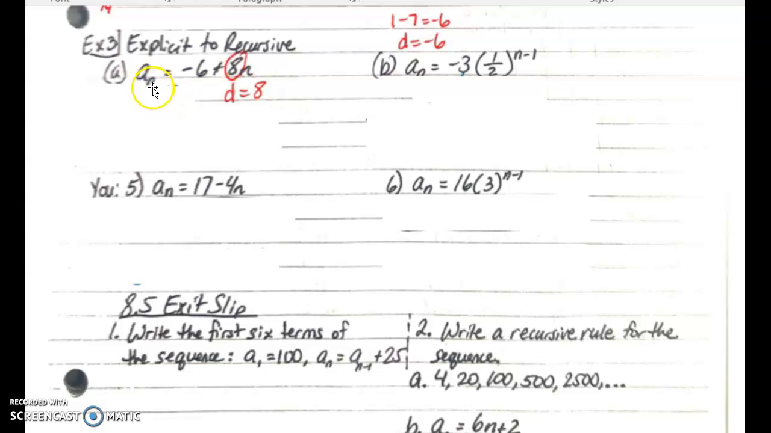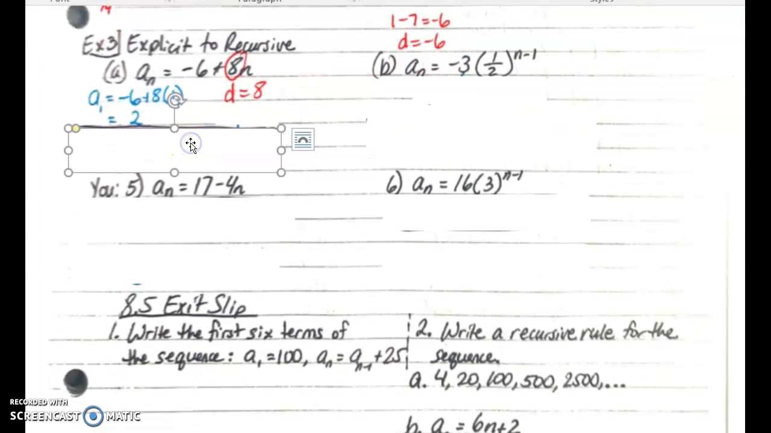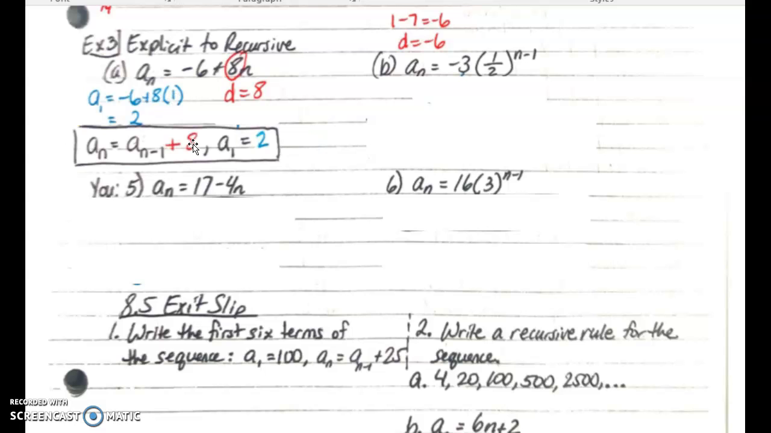We have that. Now, what we don't have here is our first term, our a sub 1, and that's quite easy to find. You just plug in 1 for n and simplify. So if I plug in 1 for n and find a sub 1, I get that -6 plus 8 times 1 is just going to be positive 2, because -6 plus 8 is positive 2. So that means our a sub 1 is equal to 2, our D is equal to 8, and then we take it back to our recursive equation, which is simply that a sub n is equal to a sub n minus 1 plus 8, our D, comma, a sub 1 equals 2, our first term.